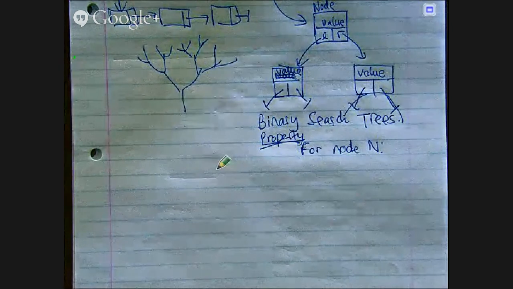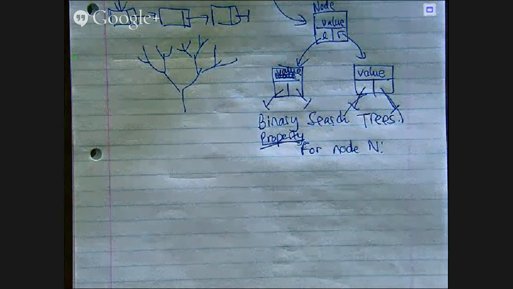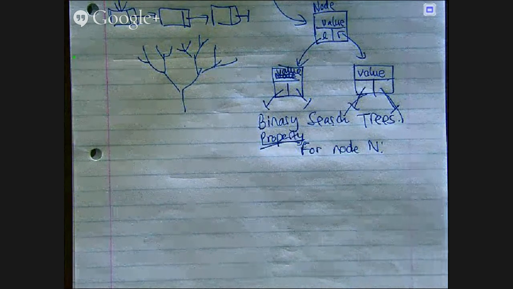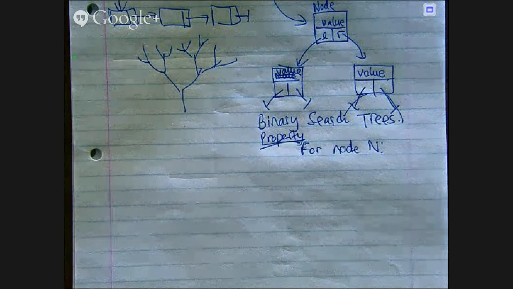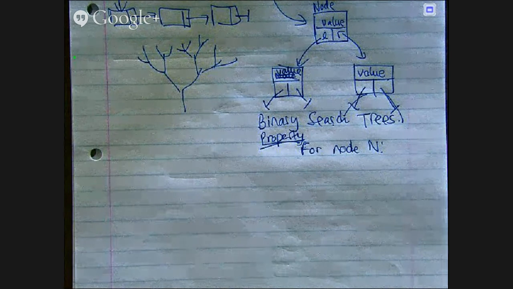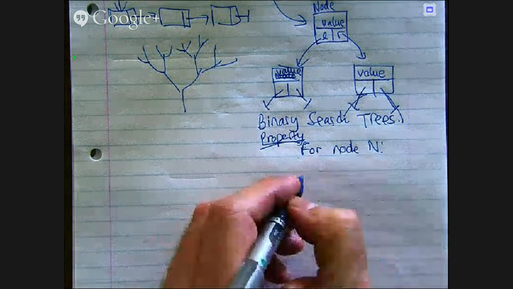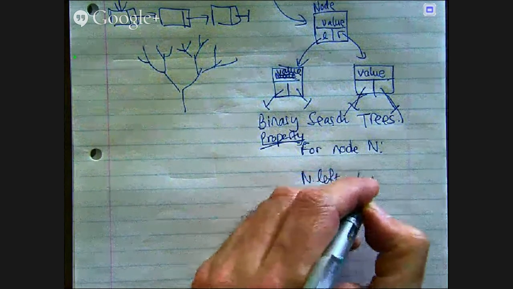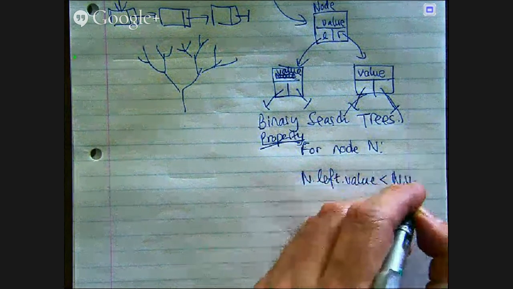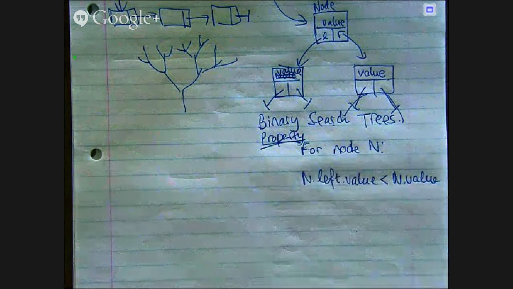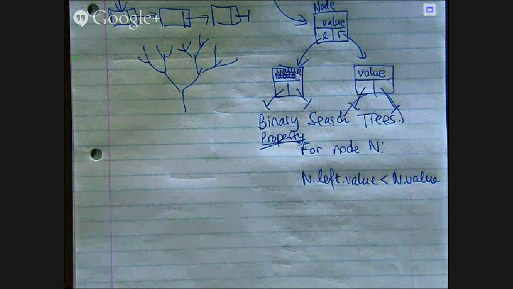That's fine. So for node n, there's a special property that says, if I'm node n, I have a value. I'm storing a value. And the values of the children on my left-hand side are smaller than my own value. So for node n, n.left.value is less than n.value. All the nodes on my left-hand side, all my left children, are smaller than I am. They only store values that are smaller than I am.